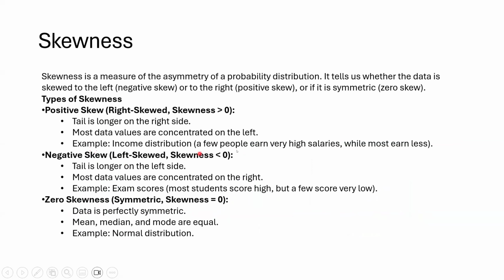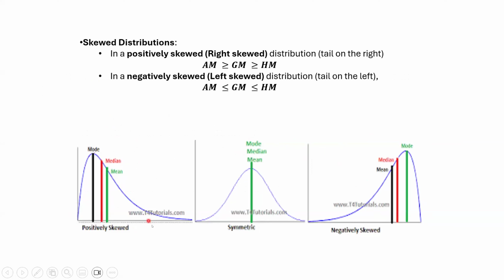An example is income distribution. A few people earn very high salaries while most earn less. This distribution is perfectly suited for the salary example, because high earning individuals will be very few compared to the low earning individuals. All of you agree?